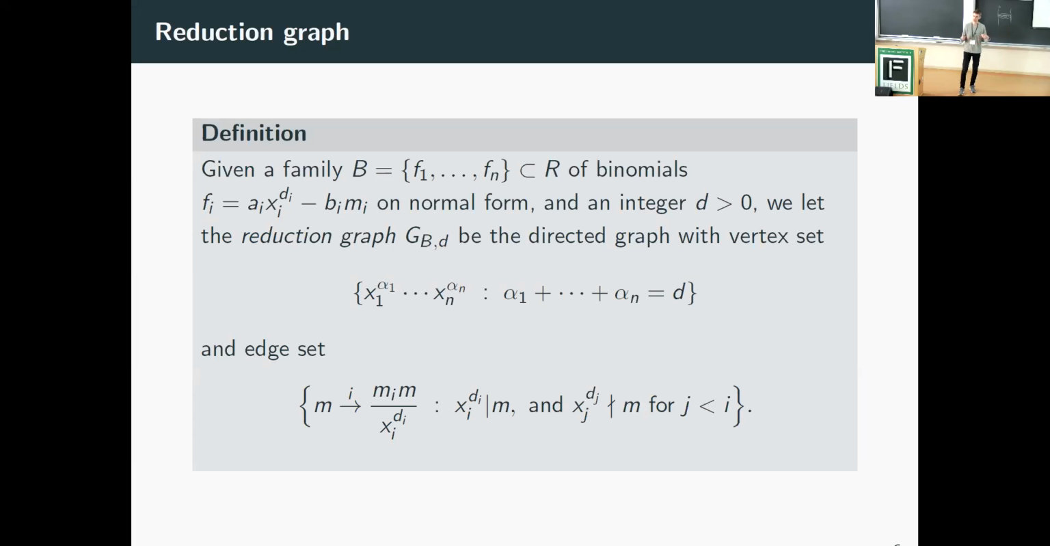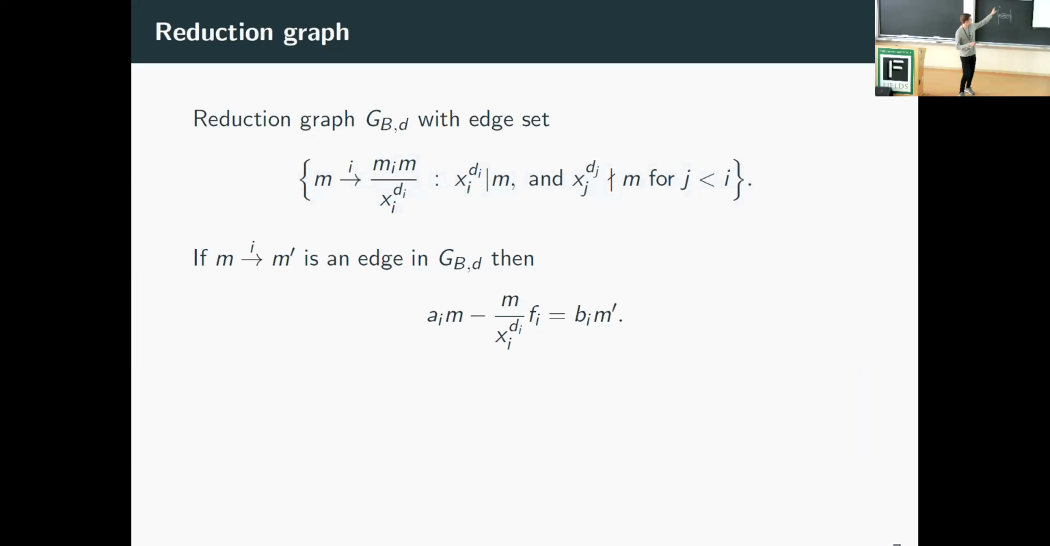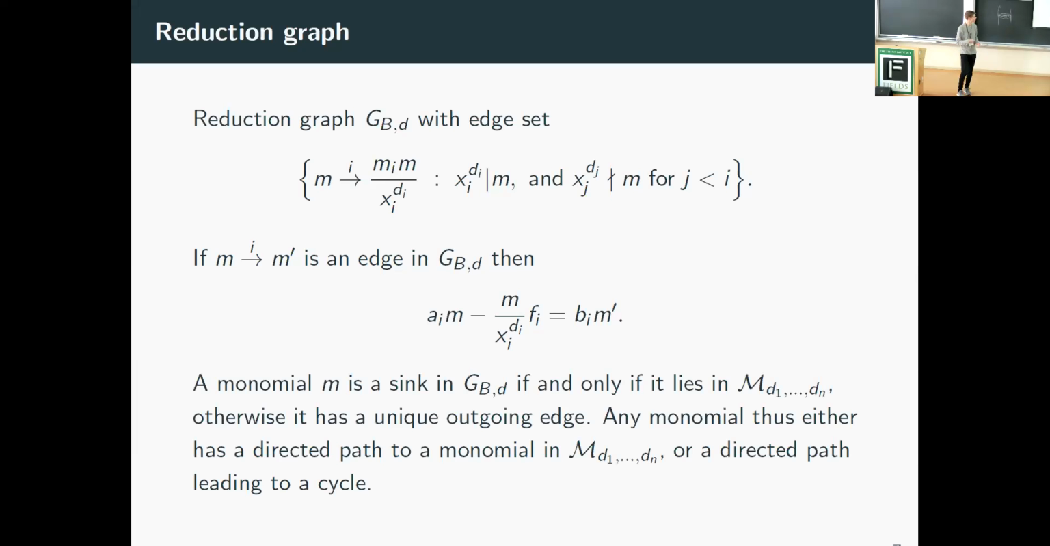So what are some properties of these reduction graphs then? Well, we have the edges here, and then one can see that if we have an i-labeled edge going from one monomial to another in this graph, then these two monomials will be related by the following equality. That is, modulo all of the fi's, they will be multiples of each other. Okay, that's good to know. What more can we say about the structures of these graphs?